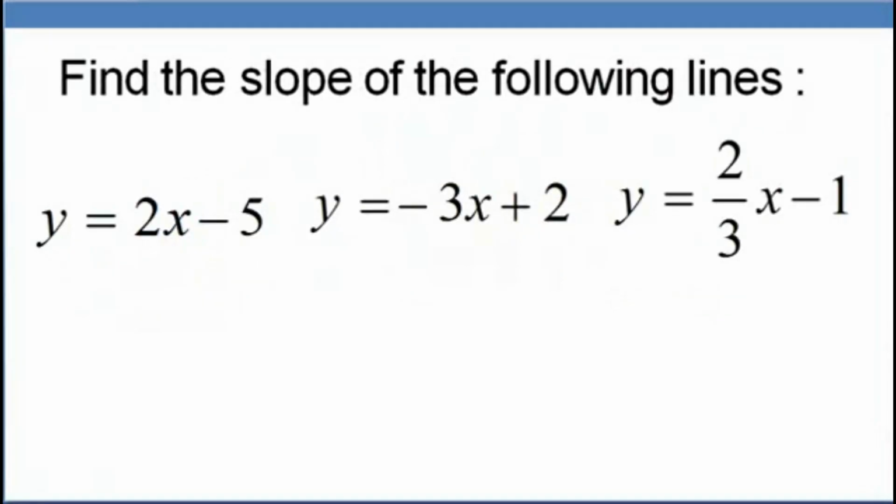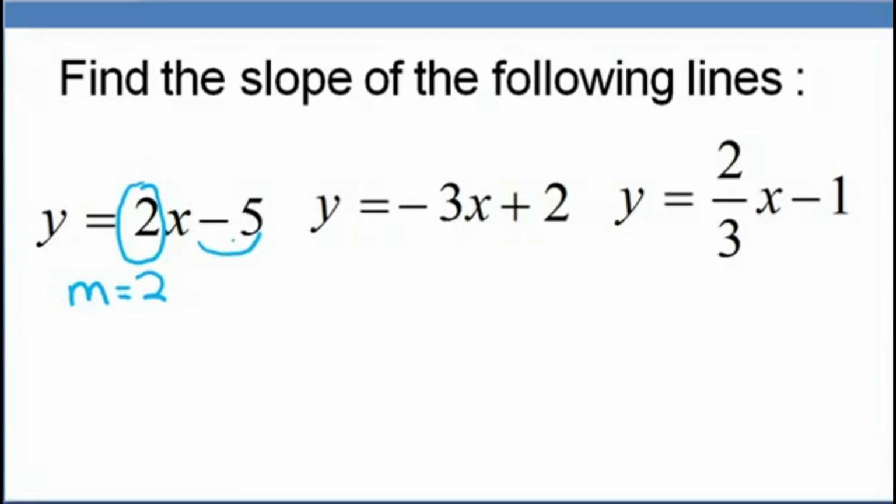Find the slope of the following lines. So for our first line, y equals 2x minus 5. We want to find the slope. The y is isolated. The slope is the coefficient of the x. No work. m equals 2. We could also pick off the y-intercept.